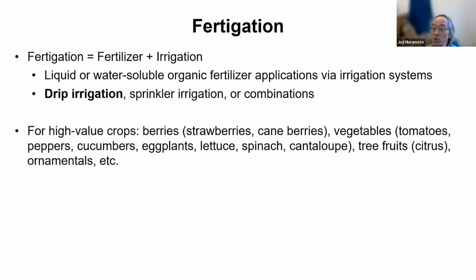Fertigation is mainly used for high-value crops, including berries, strawberries, cranberries, vegetables, especially long-growing season crops like tomatoes, peppers, and so forth. And sometimes, lettuce and spinach as well. And then tree fruits and ornamentals.